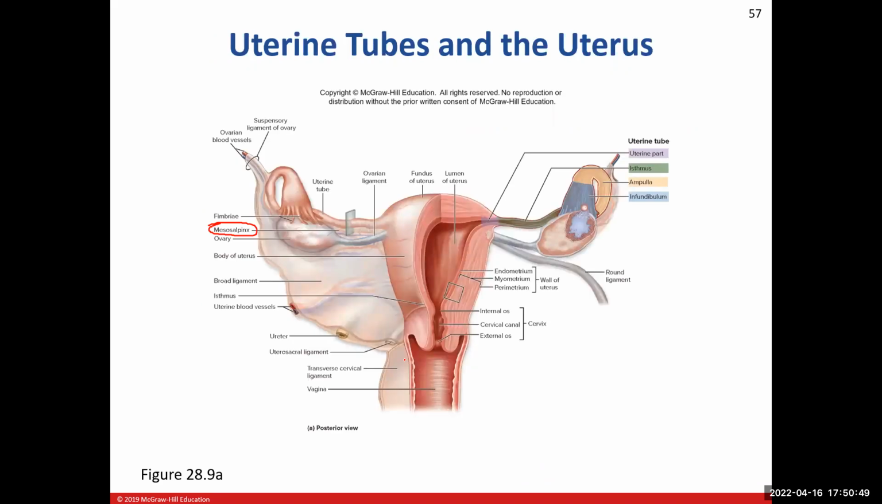All right, so this is that picture I was showing you before. Take a quick peek at it so you have a pretty decent idea of all those structures. Okay, so here is our cervix right down here at the bottom. So this is where the mucus plug is going to be located, right there.